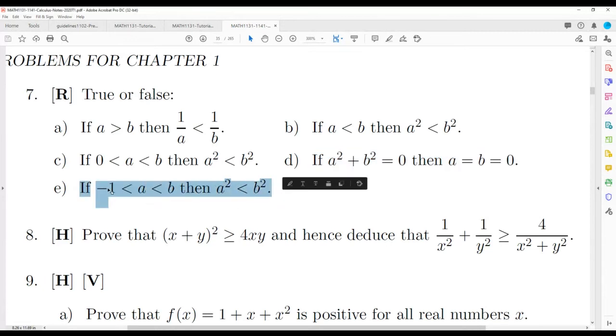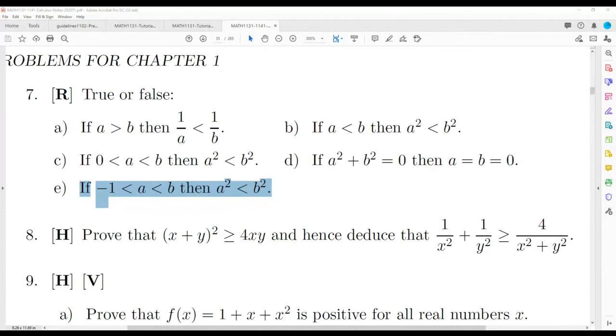If A is bigger than -1 but less than B, then A squared is less than B squared. Okay, can you find a counterexample? Oh, imaginary, yeah, that's right, Aaron. Imaginary number. We're excluding imaginary numbers from calculus here. I know you see them in the algebra part. Yeah, yeah. Snaya's got a counterexample there. So E is false. E is false. Okay.